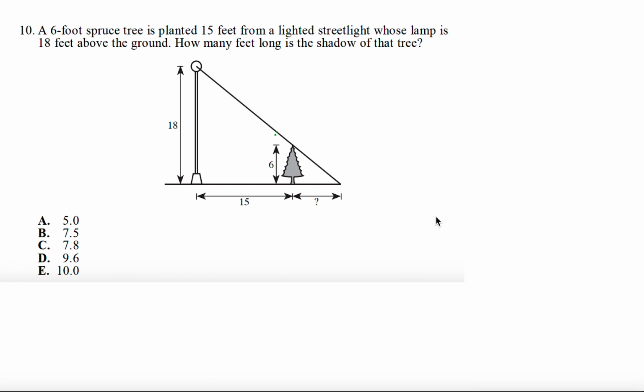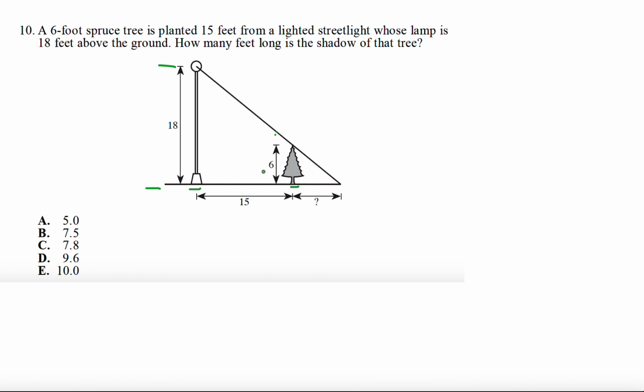So this is the question. It says, a 6 foot spruce tree is planted 15 feet from a lighted street light whose lamp is 18 feet above the ground. How many feet long is the shadow of that tree? So we see here the street lamp, and its height is 18 feet, and then the spruce tree is also here, and its height is 6 feet.